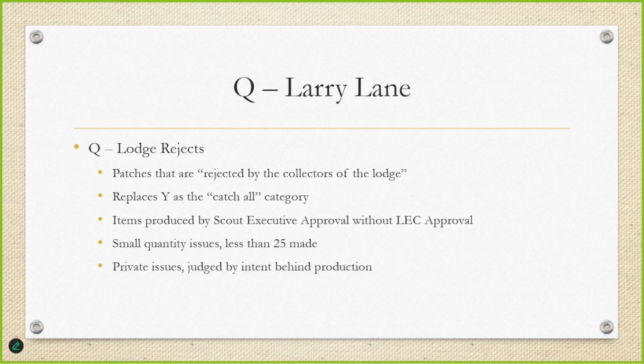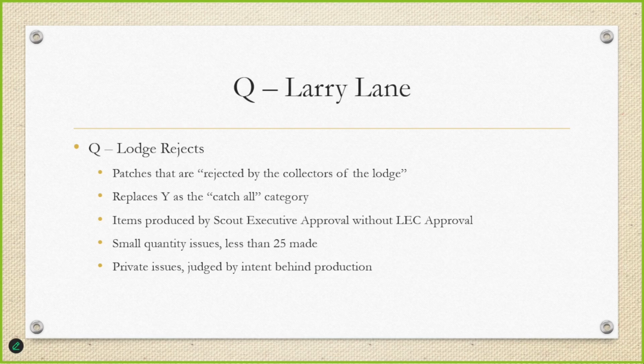What I have done is I have placed a lot under Q. Q has become my catch-all. And it's because I've expanded on, really completely redefined, what I consider a lodge reject. The way I've defined it is essentially patches that are rejected by the collectors of the lodge. The collectors of the lodge have said these are not lodge issues, and so they go under Q.